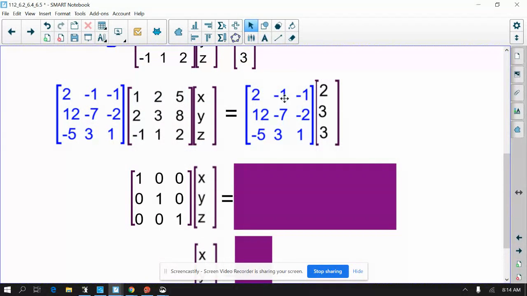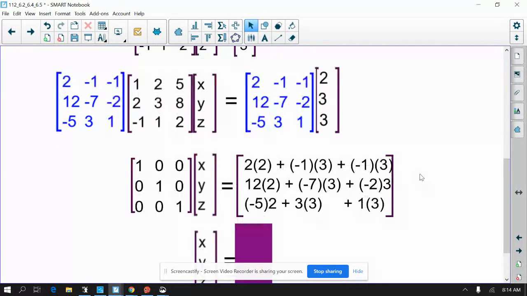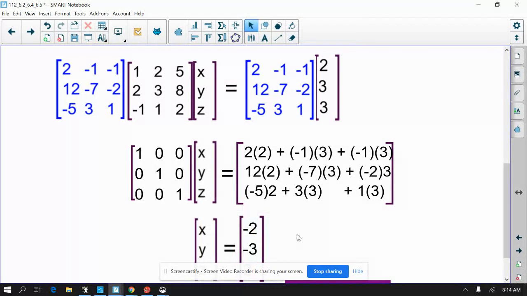And that involves multiplying this. Again, we have to multiply the rows on the left times the columns on the right. So 2 times 2 plus negative 1 times 3 plus negative 1 times 3. I've written it out for you, so this is what you're thinking in your head. 2 times 2 is 4. Negative 1 times 3 is negative 3. And this is another negative 3. So 4 plus negative 3 plus negative 3 is negative 2.